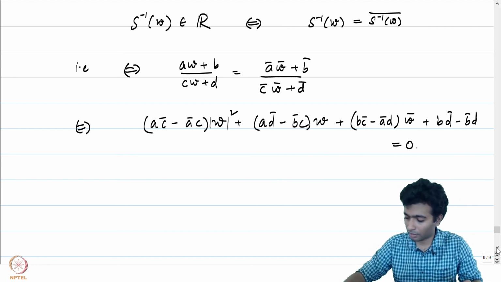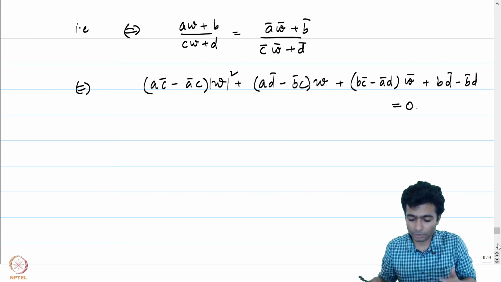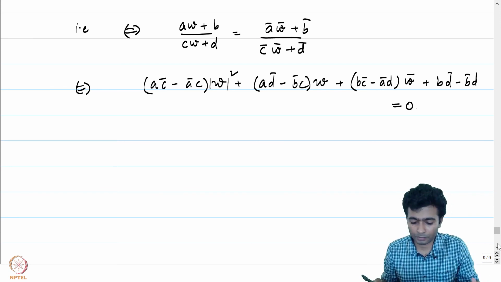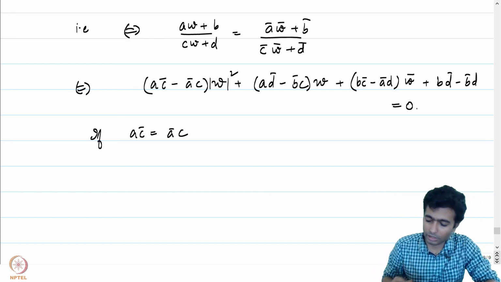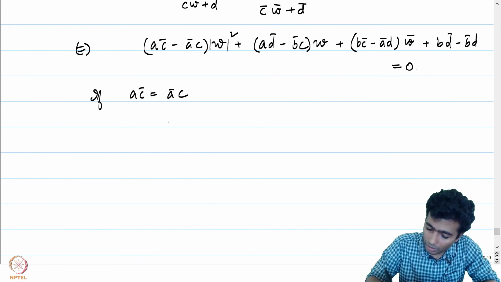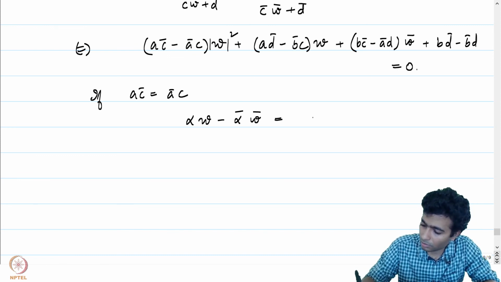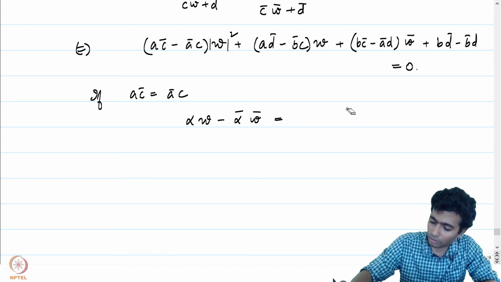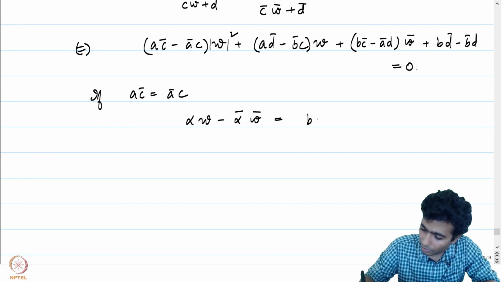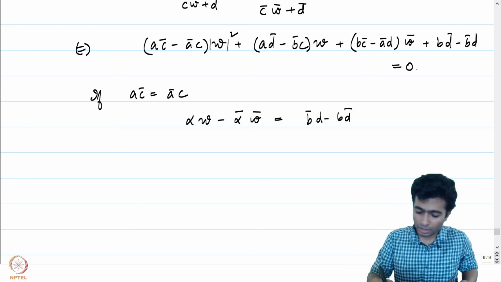Now two cases can happen. What are the two cases? One is when AC̄ is a real number, AC̄ is equal to ĀC. Notice that both are conjugates. If AC̄ is equal to ĀC, what will be the expression? The expression will be some alpha times W minus alpha bar times W bar is equal to B̄D − BD̄, or rather, let me write that down in that manner because it's important to have that to the right.